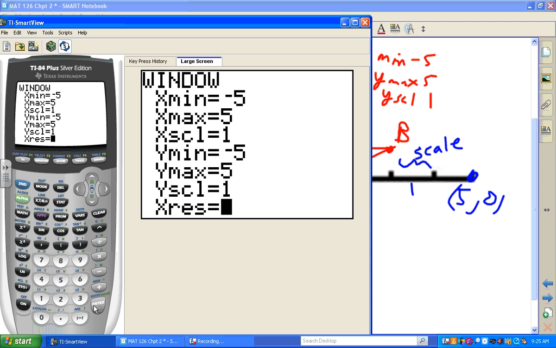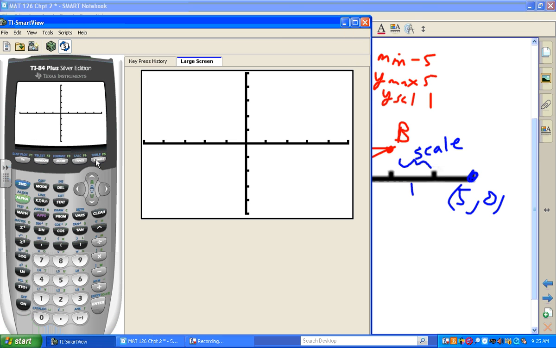My other advice is that when you play games on these calculators, the games change the window and the settings. It's up to you to make sure they're in the correct settings if I ask you to do something in a certain window. If you want to see the window, press graph. There you go. There's the -5 to 5, -5 to 5 screen, okay?